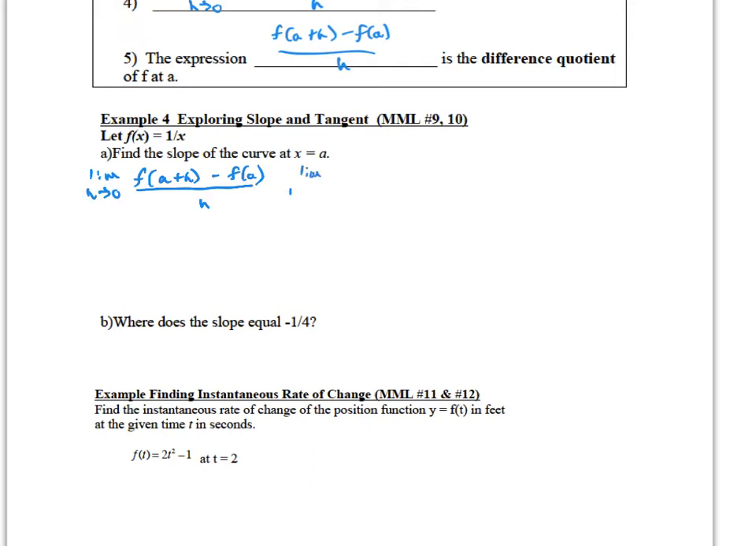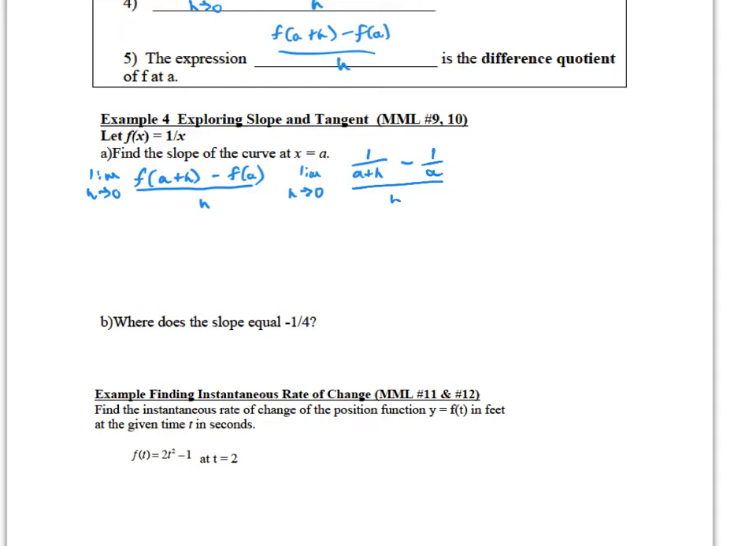This is going to be the limit as h approaches 0. Now, very key important thing here: when I put this into this function, I'm going to get 1 over a plus h. And when I put a into this function, I'm going to get 1 over a. And that's all divided by h. Ugh. Looks like we need an LCD here.